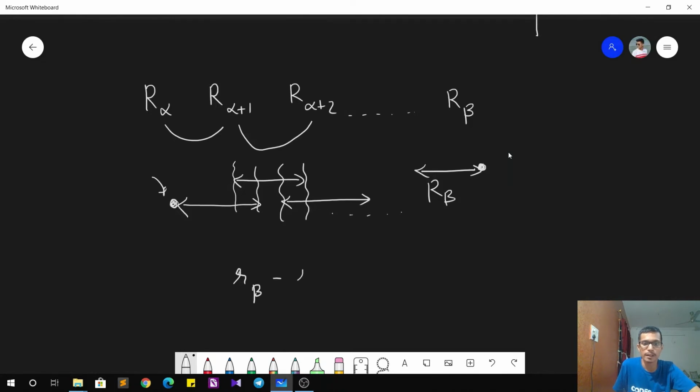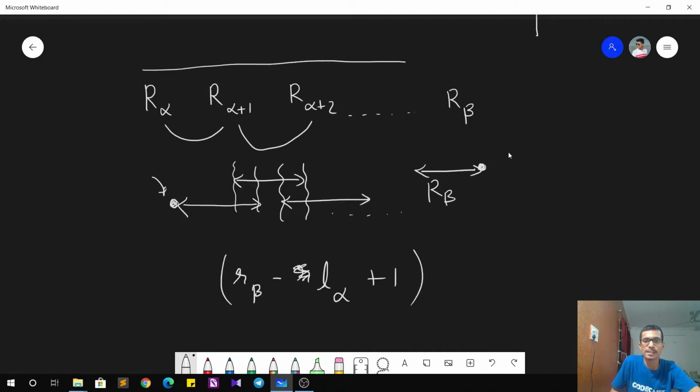and we can just write, for example, R beta minus L alpha plus 1 as the total number of terms in all these ranges combined. Why? Because they are overlapping with each other. So we don't need to actually do the union of all these ranges individually. We can directly take the ending point of the last range and the starting point of the first range and write this formula. And that will give us the total number of distinct terms.